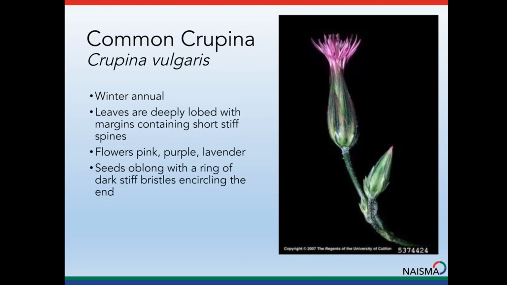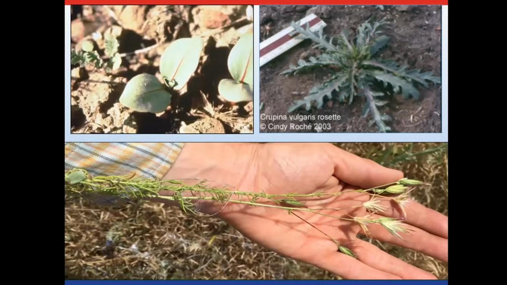The leaves are deeply toothed with margins containing short, stiff spines, and the flowers are pretty bright in color, pink, purple, lavender, depending on how you characterize that color. And the seeds are oblong and very distinctive with a ring of dark, stiff bristles encircling the end. So a couple photos of what these plants look like.